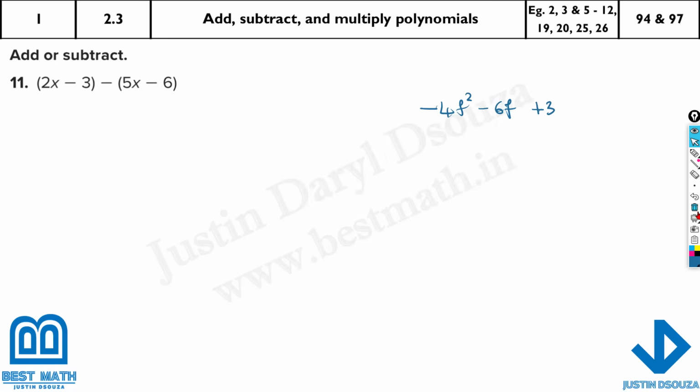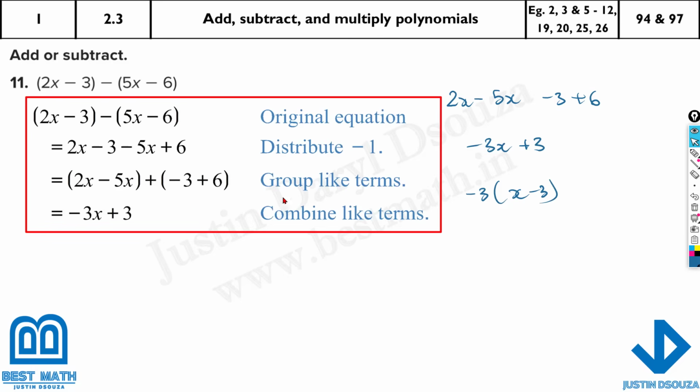And what do we have here? It's again another subtraction problem. 2x minus, okay, let me write it, 2x minus 5x and minus 3 plus 6. I've just multiplied in my mind and grouped them up. And then minus 3x, and we have plus 3. You can take minus 3 outside, then it's going to be x minus 3. This is not required, but if you multiply this inside, you'll get the above term itself. Minus 3x plus 3 is the answer.